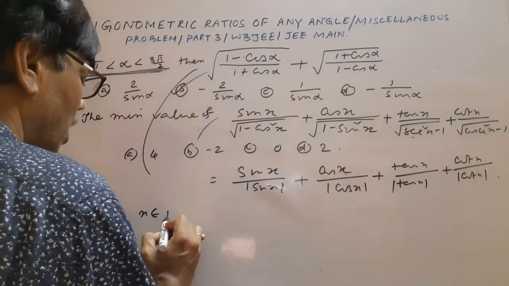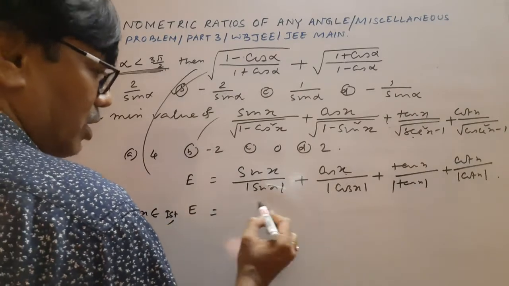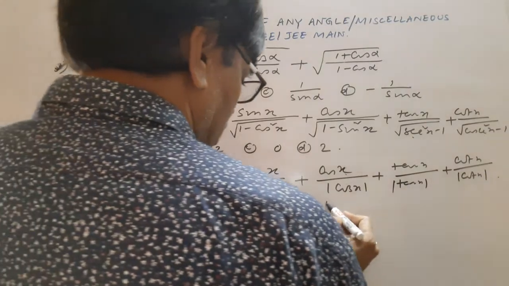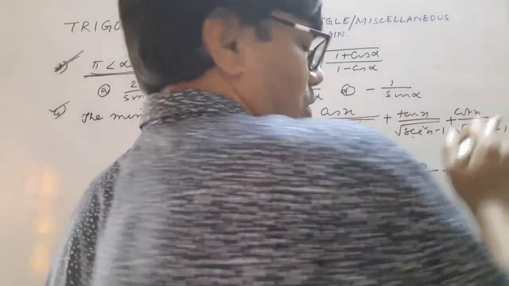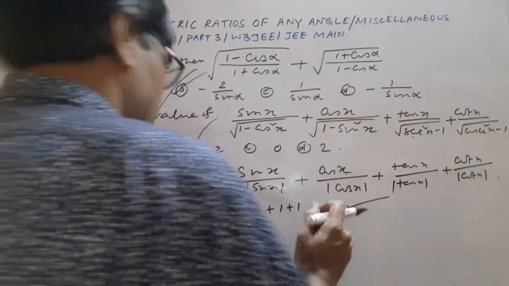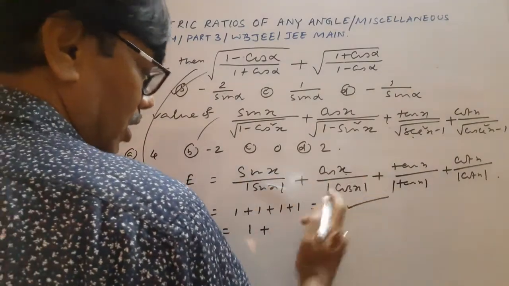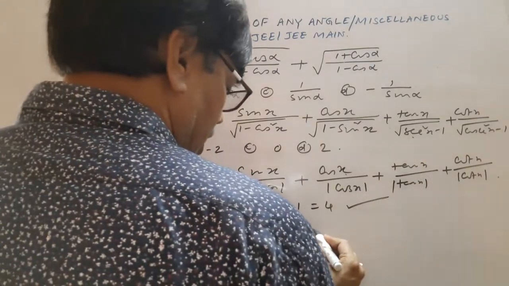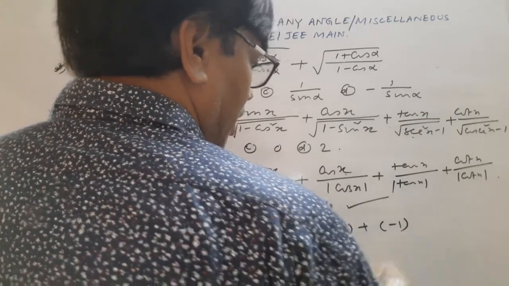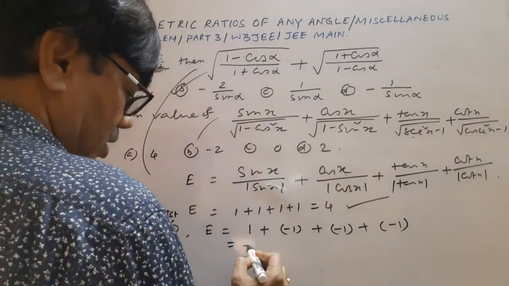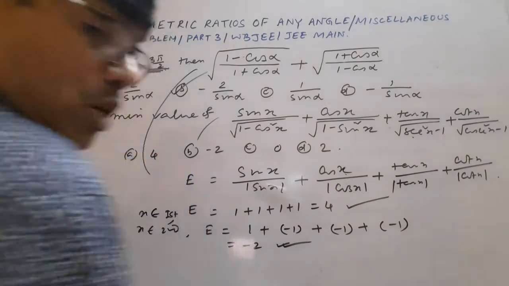So if x belongs to the first quadrant, then what is the expression? All are positive: 1, 1, 1 plus 1, this is 4. So sin x positive, cos x positive, tan x, cot x positive. So the value of the expression is 4. If x belongs to the second quadrant, this is 1 and this is minus 1, and in the second quadrant, tan x is negative. So this is minus 1 and this is minus 1. So the value is minus 2, if x belongs to the second quadrant.